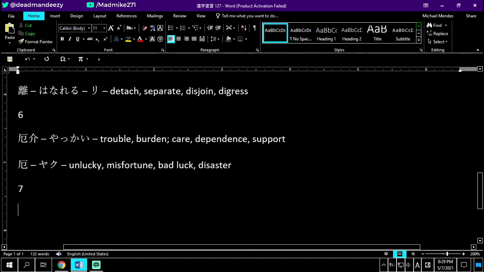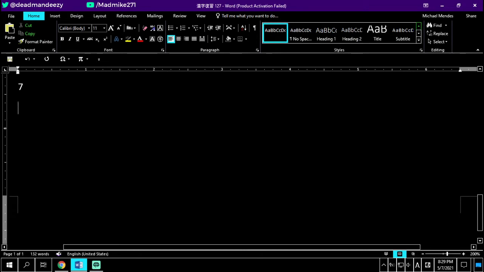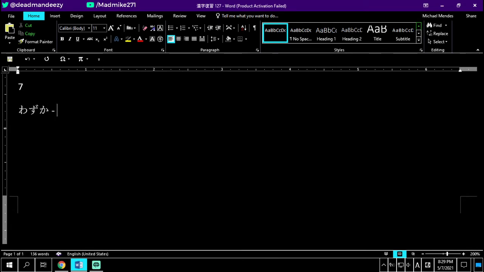Number 7. Number 7 is only hiragana. This is Wazuka. Wazuka is only, merely, little, or small. Wazuka. Little, a small. Wazuka desu.